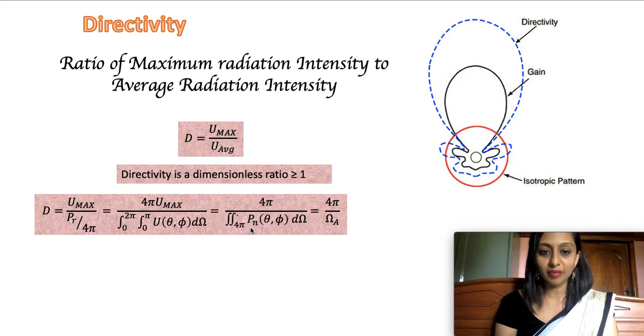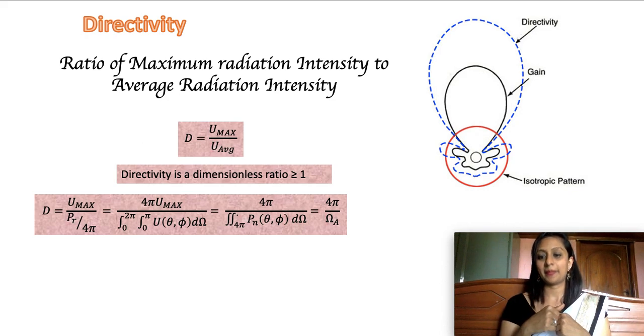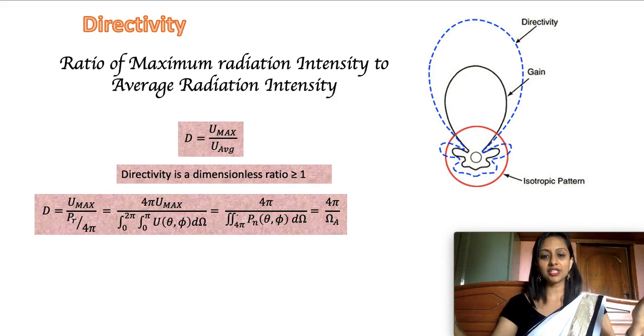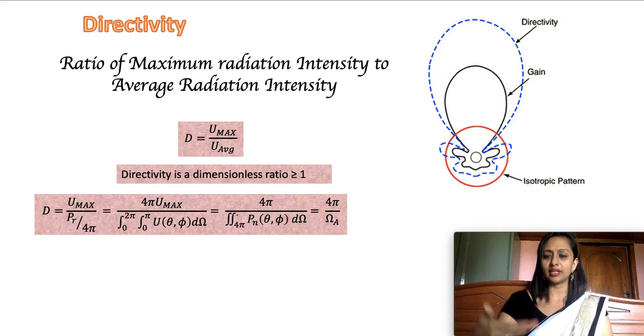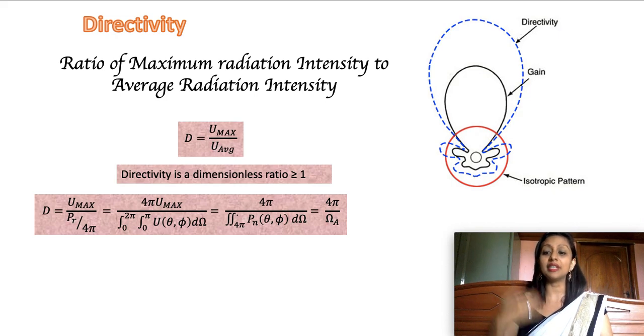The surface integral with respect to the solid angle is nothing but my beam area. So this is the beam area, and directivity is nothing but 4 pi by omega A. Now what is the beam area covered by an isotropic or omnidirectional antenna? It's 4 pi, right? So directivity is again 1. If I consider an omnidirectional antenna, the directivity is 1. Any other antenna we consider, a horn antenna or any antenna which is not omnidirectional, will have a directivity more than 1.